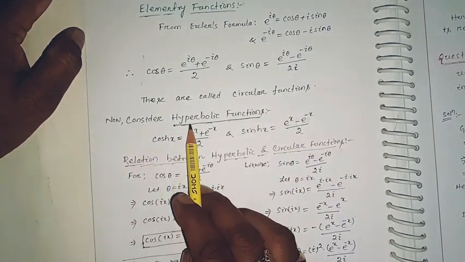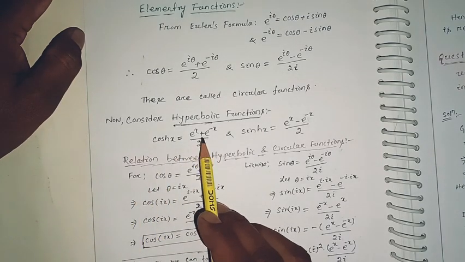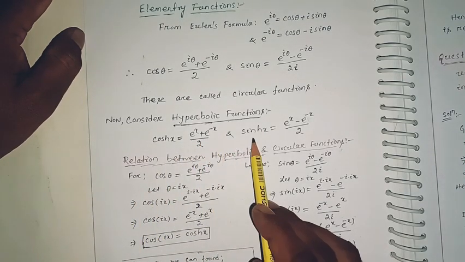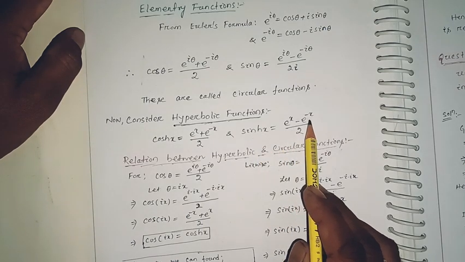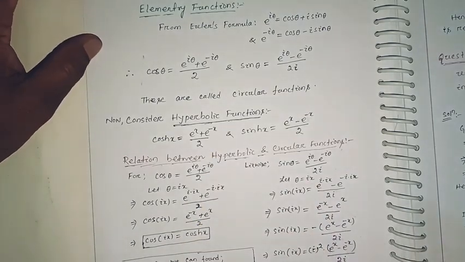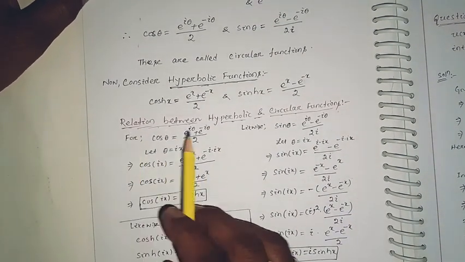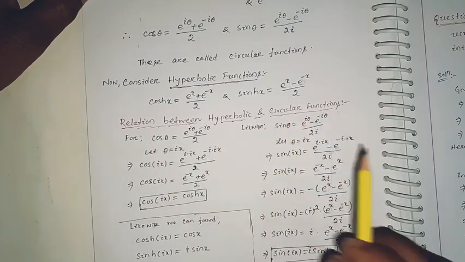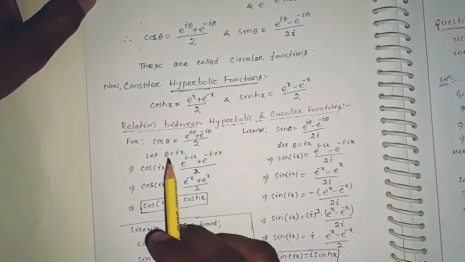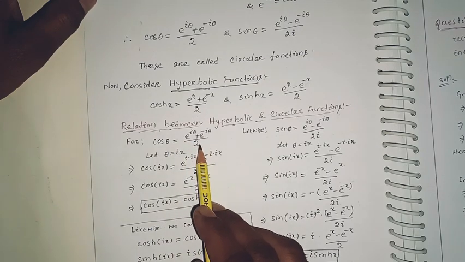Now consider hyperbolic functions. Cosh x will be (e to the x plus e to the minus x) by 2, and sinh x will be equal to (e to the x minus e to the minus x) by 2. So these elementary functions you have to remember. Now, the relation between hyperbolic and circular functions. For cos theta, we have (e to the power i theta plus e to the minus i theta) by 2.